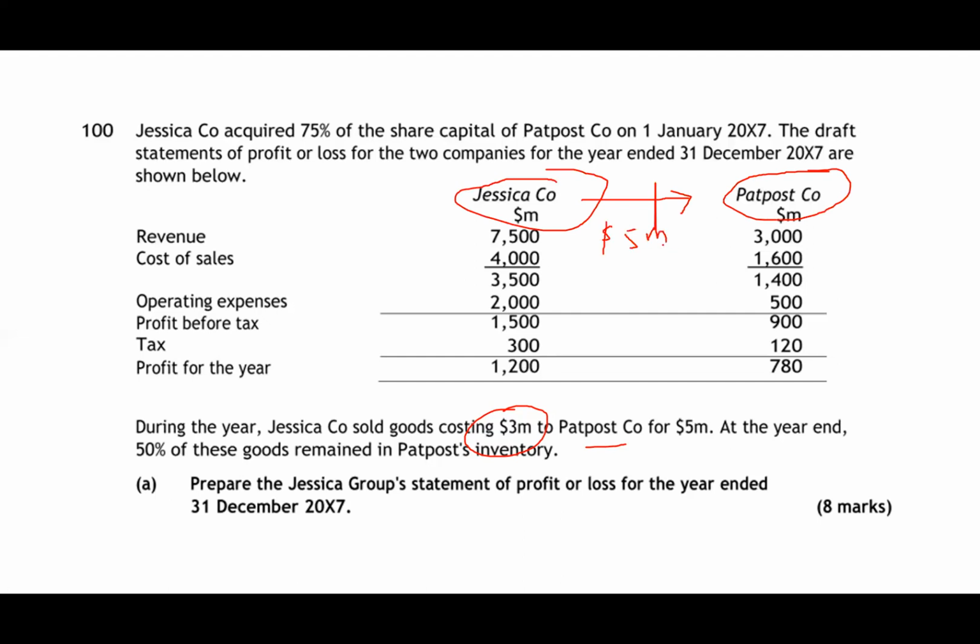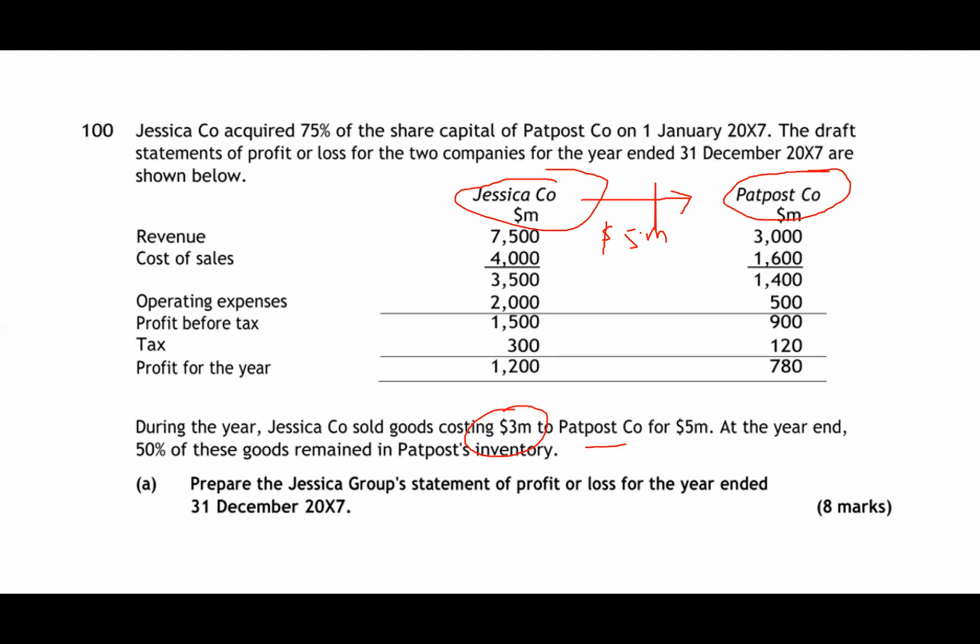So only two things here. 5 million from the perspective of Jessica, that will be Jessica's revenue. From Pat Post's point of view, it will be the cost. Right? Jessica seller, Pat Post buyer. So the revenue to Jessica is the cost to Pat Post, but the figure is the same.